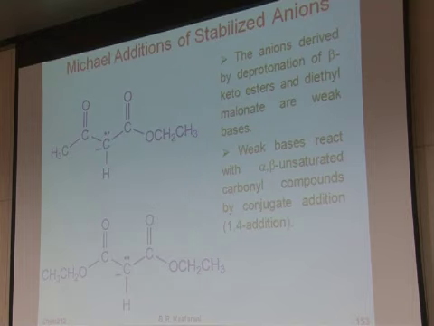As you know, if I have, for instance, a beta keto ester, and I generate the anion of this beta keto ester, the enolate, this enolate is stabilized by resonance. I can do that if I have, for instance, diethyl malonate, or if I have ethyl acetoacetate. So I have these two enolates stabilized by resonance, and this enolate can undergo Michael addition. Now the second starting material is going to be an alpha beta unsaturated aldehyde or an alpha beta unsaturated ketone.